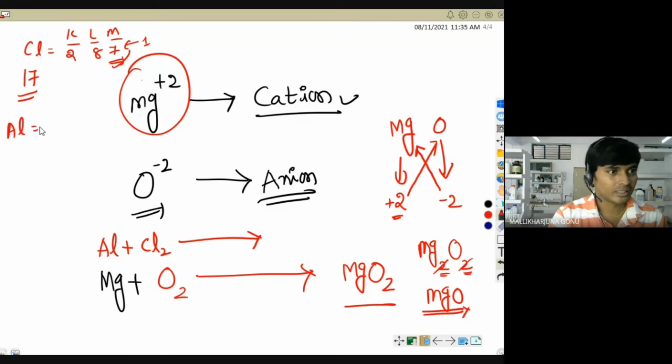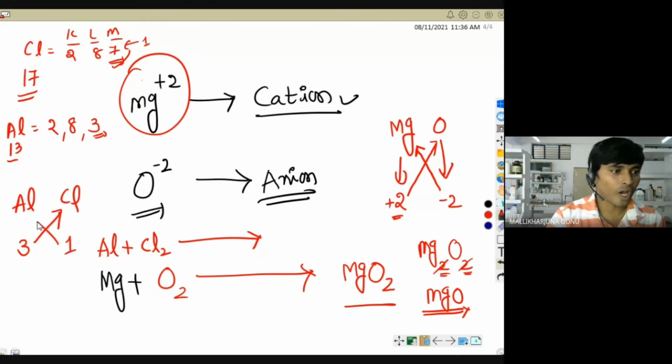Aluminum's atomic number is 13. So K shell 2, L shell 8, M shell 3. That means that aluminum will lose 3 electrons. Okay, that means that aluminum valence is 3. What is the valence of chlorine? Chlorine valence is 1. So that means that what formula you will get here? What formula you will get here?